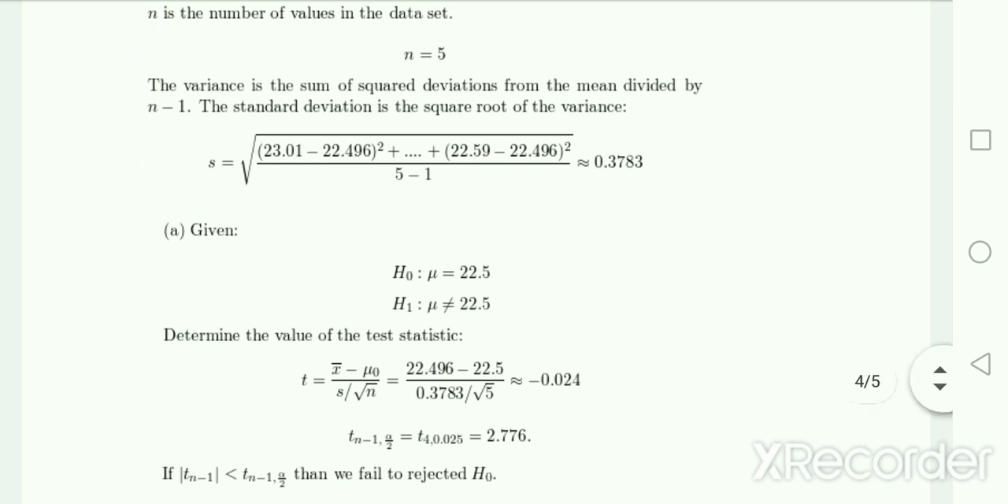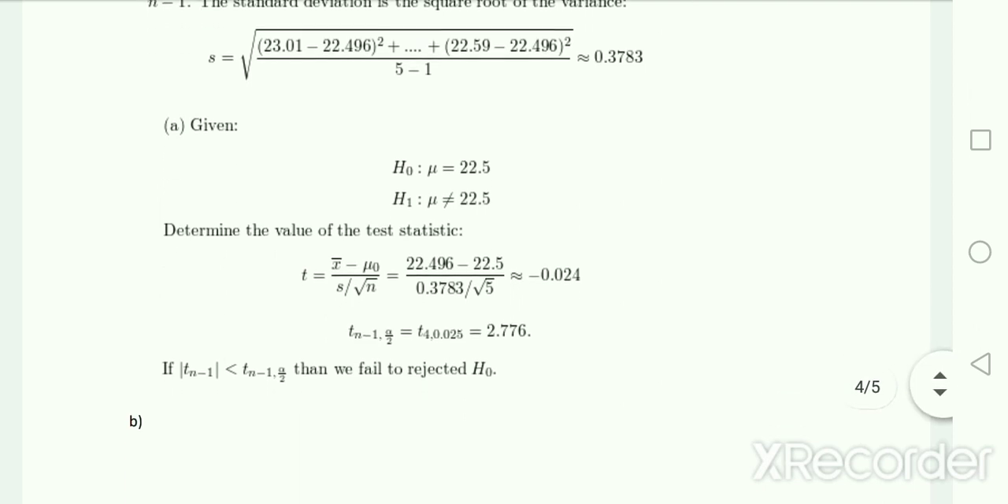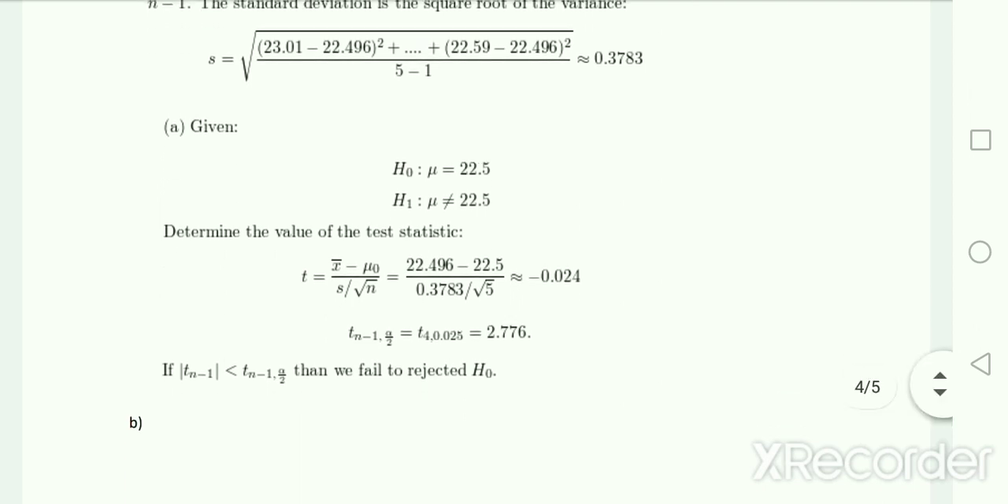Here we have only 5 samples and unknown variance of the population. We know only the sample variance, so here we can apply the t-test only. The t-test statistic is x bar minus mu naught divided by s by root n, and that value is minus 0.024. Also, the alternative hypothesis has the form mu not equal to 22.5, so actually it is a two-tailed test.